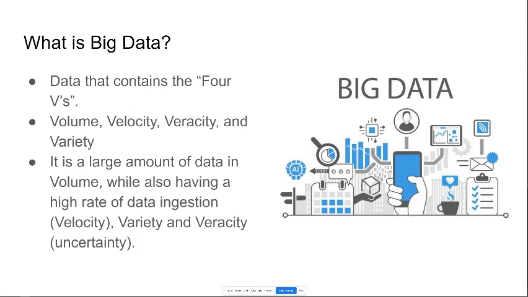Before we get into Hadoop and MapReduce, I want to quickly touch on the topic of big data. So, what is big data? Big data is the data that has the four V's: volume, velocity, veracity, and variety. Volume being the sheer amount of data, velocity being the rate of data ingestion, variety being the many different types of data there, and veracity being the amount of uncertainty in the data.